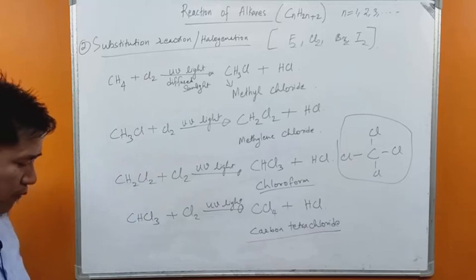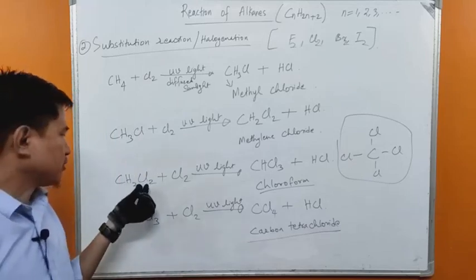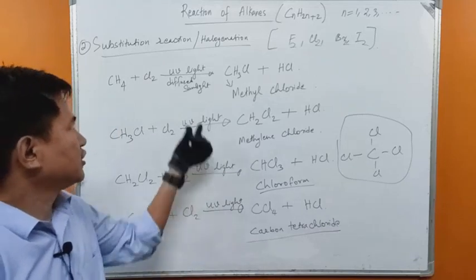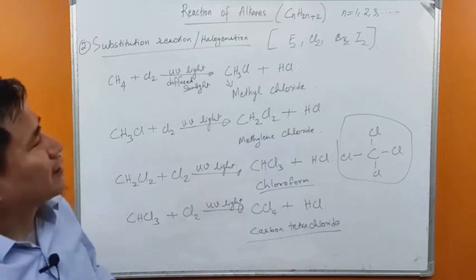So this is how alkane undergoes substitution reaction, okay? So hydrogen will be replaced by halogens in presence of UV light or diffuse sunlight. I hope you got this. So this was for today, reaction of alkanes, okay.